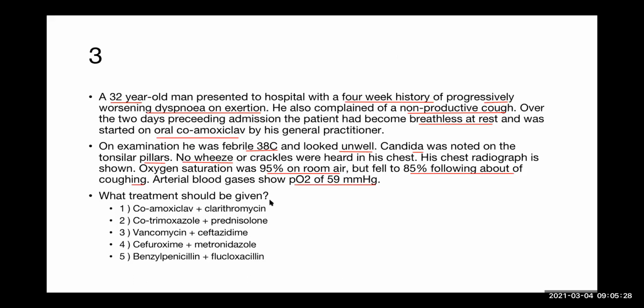So what treatment should be given? Before I go for the treatment, I need to diagnose this case. So what do you think? What type of case is this? Anybody? Is this a community acquired bacterial infection or pneumonia? Is this viral pneumonia? Is this fungal infection, fungal pneumonia? Or is this some other type of infection? What do you think? On the basis of this case.